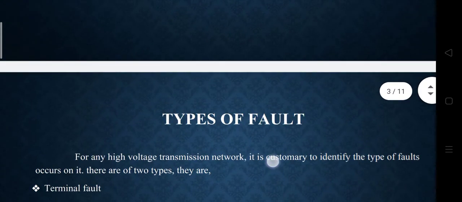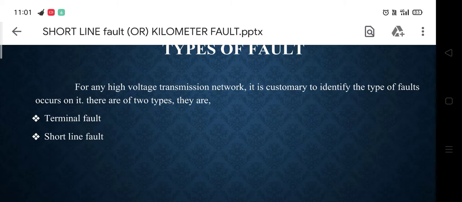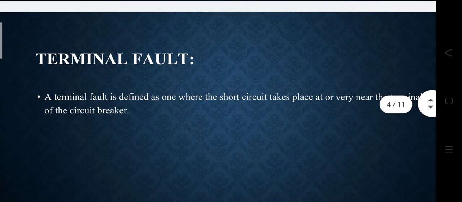Then, there are types of faults that occur in it. There are two types of faults, which may occur in a high voltage transmission network. It is customary to identify the type of fault. The two types are terminal fault and short line fault. A terminal fault is defined as one where the short circuit takes place at or very near the terminal of the circuit.